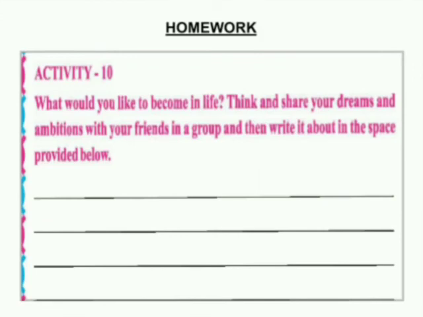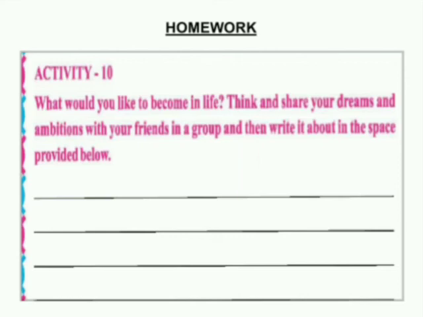Students, there is one more homework for you. You have to write a few lines on the topic, what would you like to become in life? So children, try to write about your dreams and ambitions in your own words.